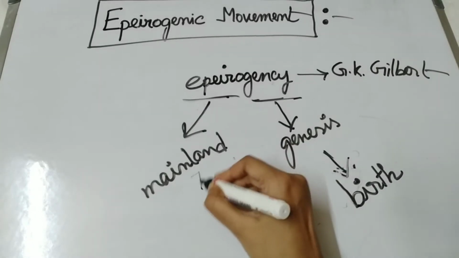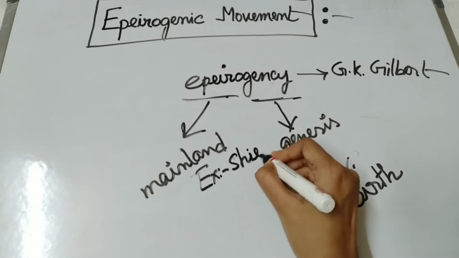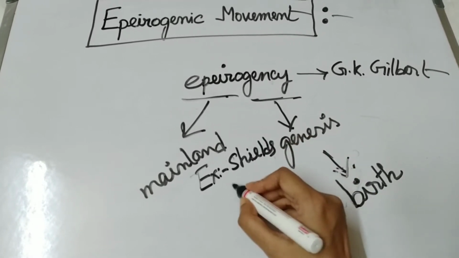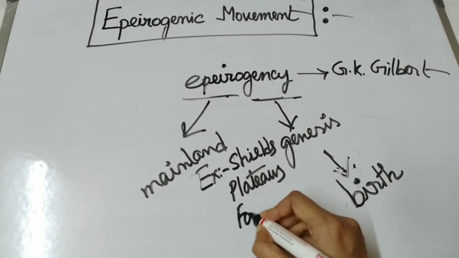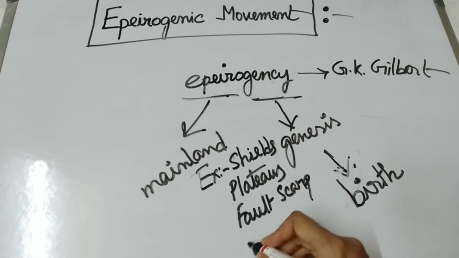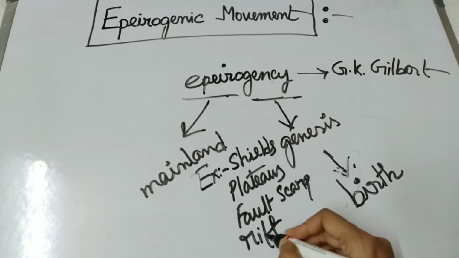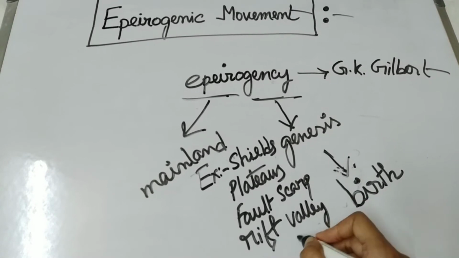Examples: formation of shields, plateaus, fault scarps, rift valleys, grabens, etc.